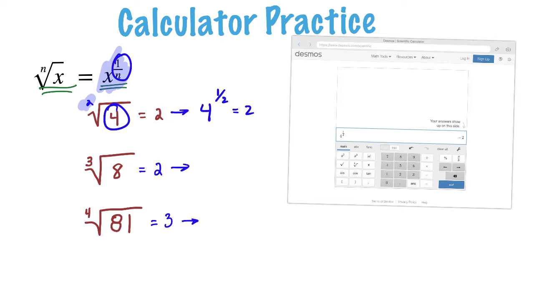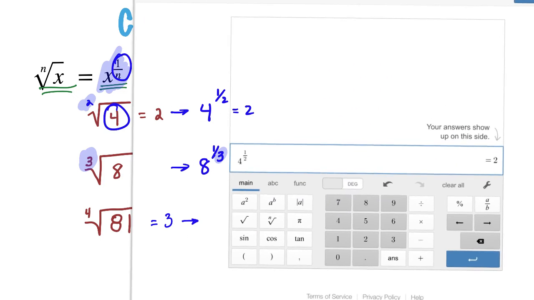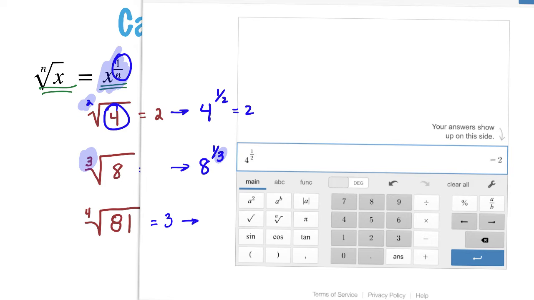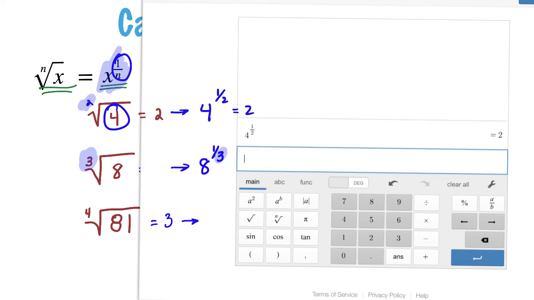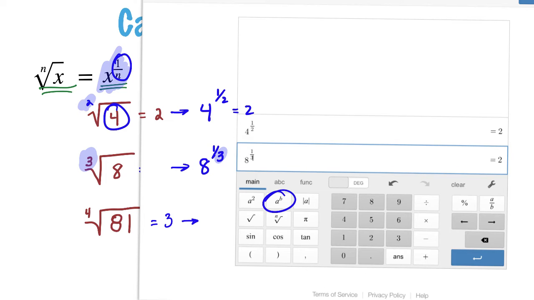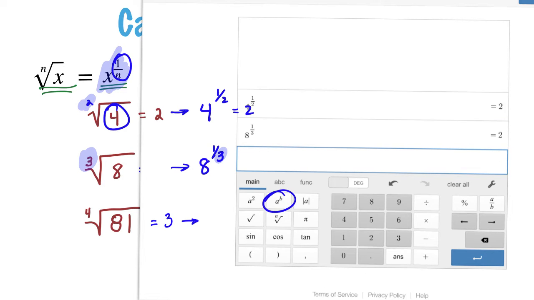If I want the cube root of 8, I can write that using a rational exponent as 8 to the 1/3. Again, note the index is the denominator in my exponent. And then I'll grab the calculator here, and we'll go 8 to the power. So I hit the A to the B button there. That raises it to the exponent. And I want to the 1/3, so 1 divided by 3. And you can see it also gives me a 2. So it does agree.